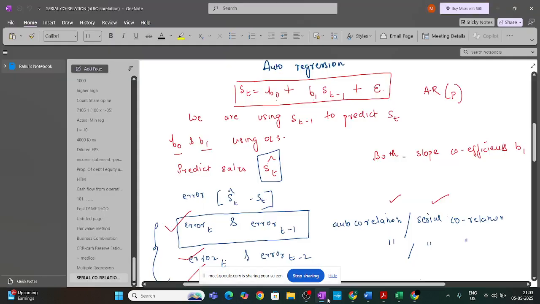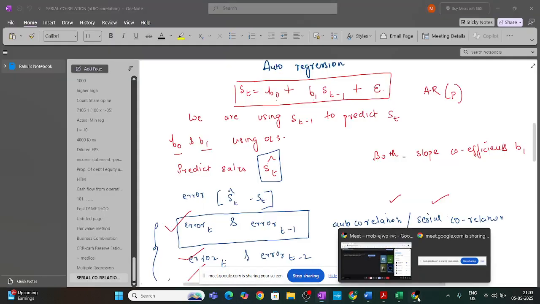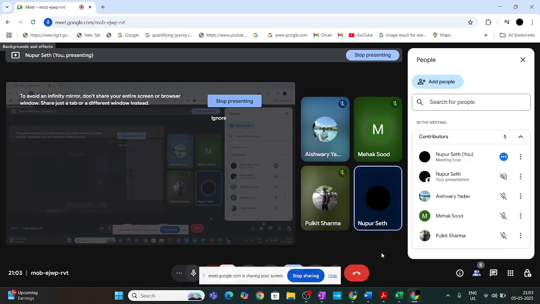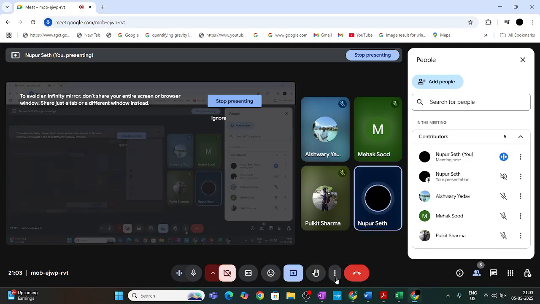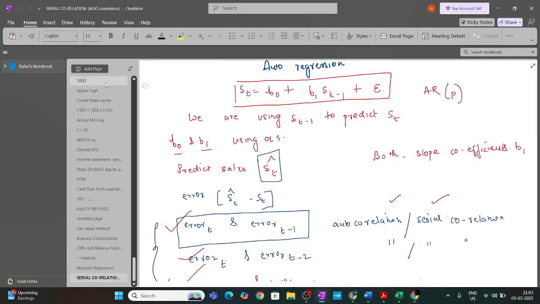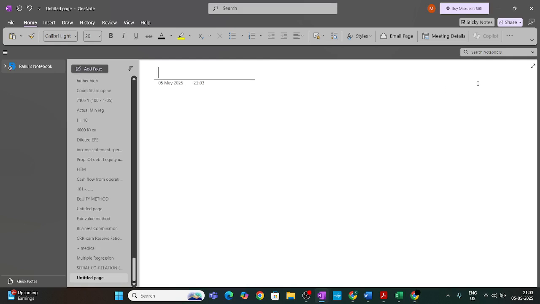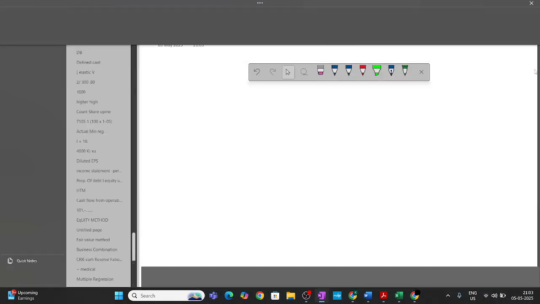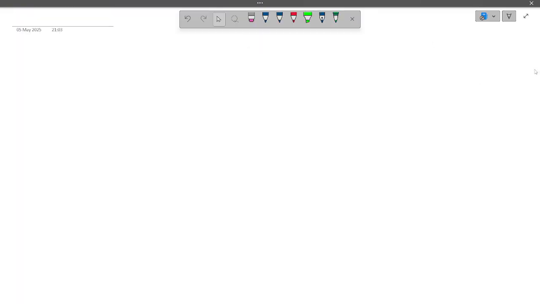Okay, guys, so we will be discussing multicollinearity and dummy variable regression and logistic regression, and hopefully by the end of today's session, we'll complete multiple regression. Okay, so first, multicollinearity. What is multicollinearity?